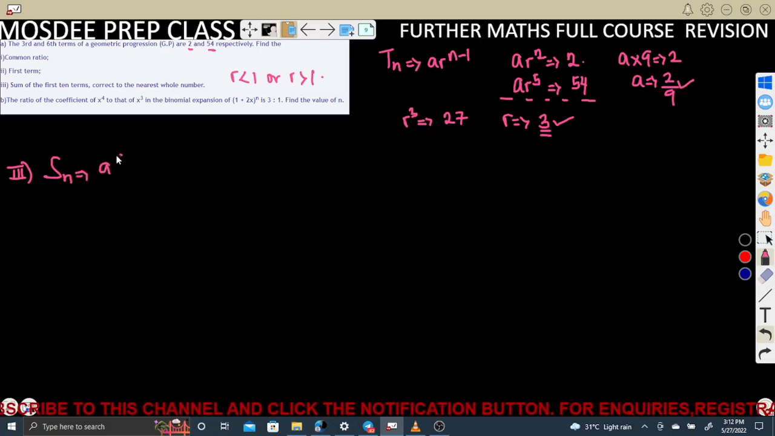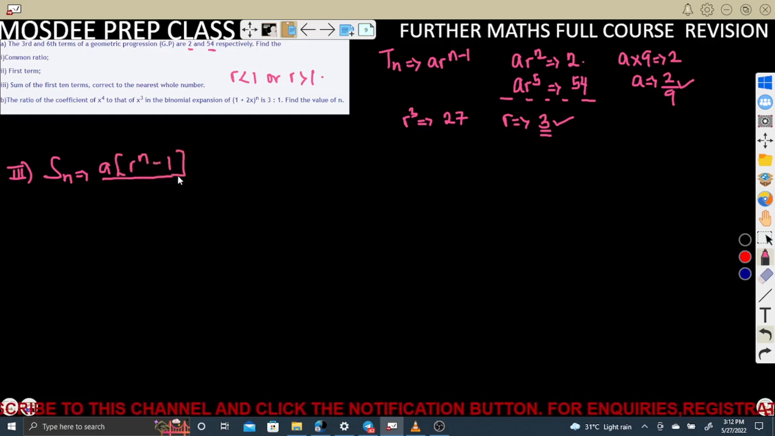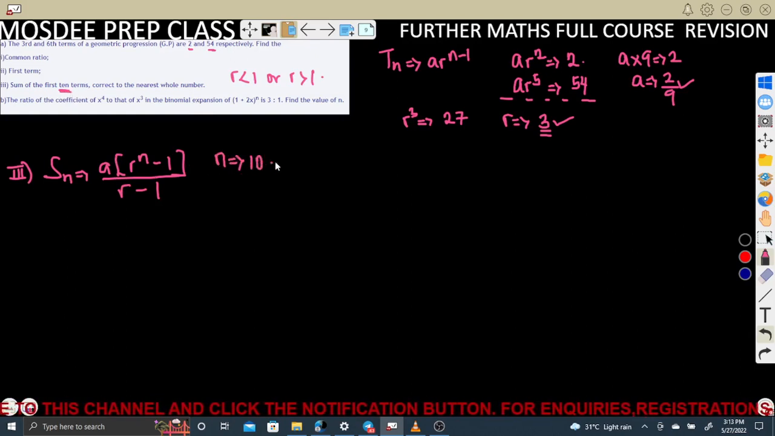The sum is S_n = a(r^n - 1)/(r - 1). So teachers can also touch on the sum of a GP to infinity, which I know they have been taught in their mathematics. So here, simplification, just substitute. You're looking for the sum of the first 10 terms. It means your n is equal to 10. I hope students understand. Your a and r answers are there.